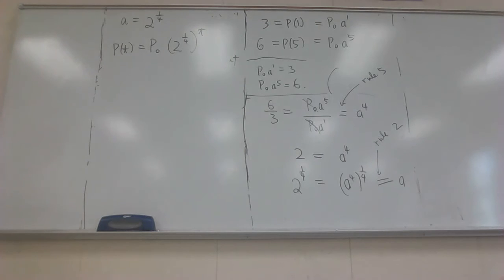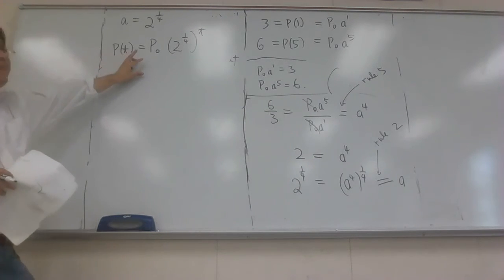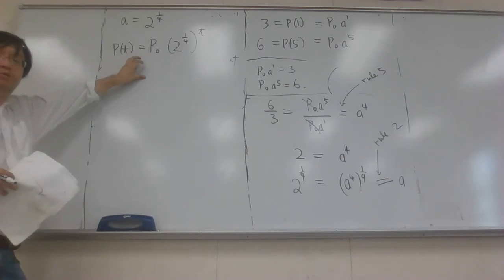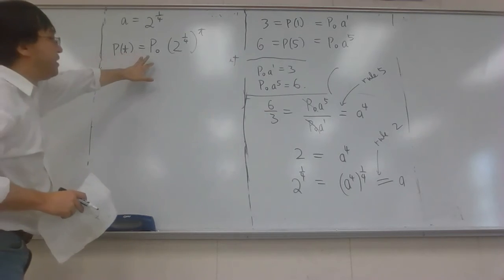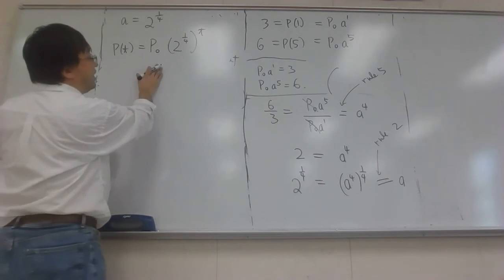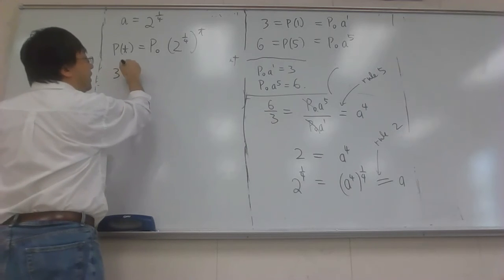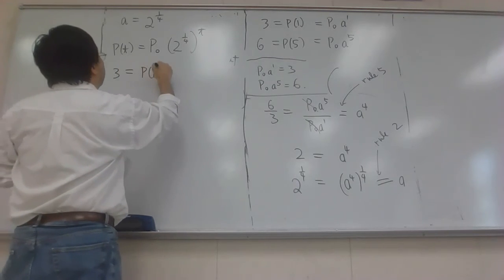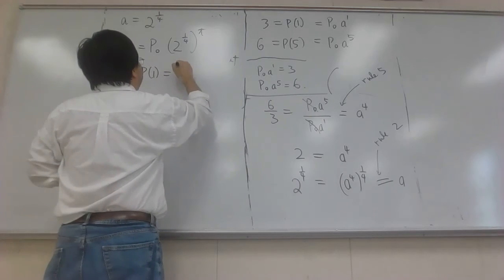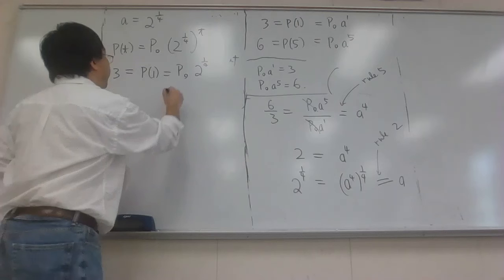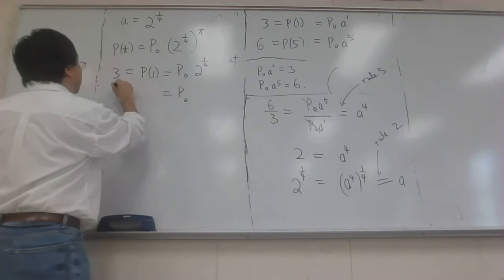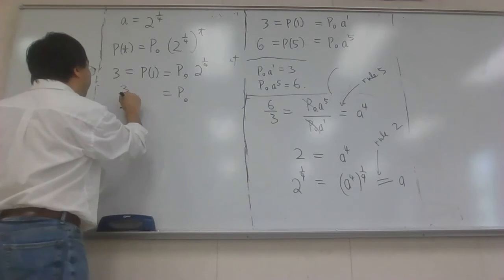And then what remains to completely determine the exponential is to determine P naught. We can just plug in one of the 2 points to determine P naught. We had that 3 is P of 1, so that's P naught times 2 to the power of 1/4, to the power of 1, which is itself. So P naught is equal to 3 divided by 2 to the power of 1/4.